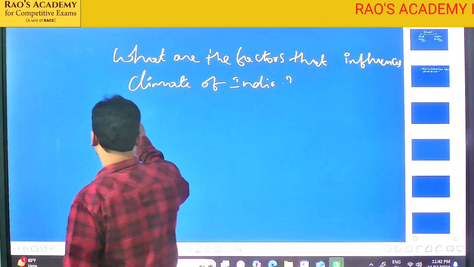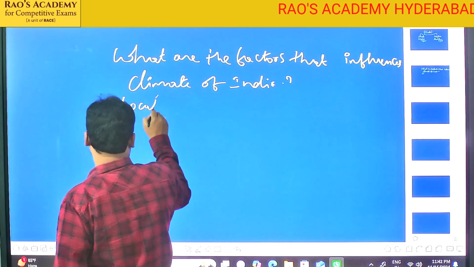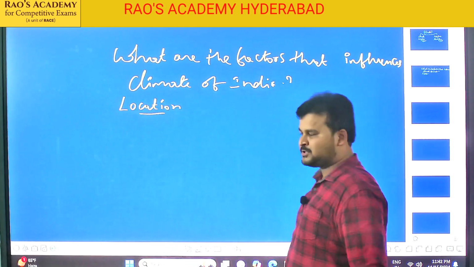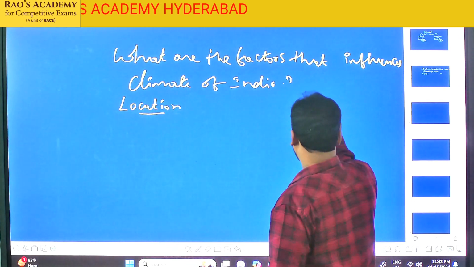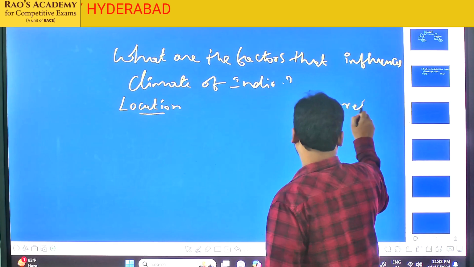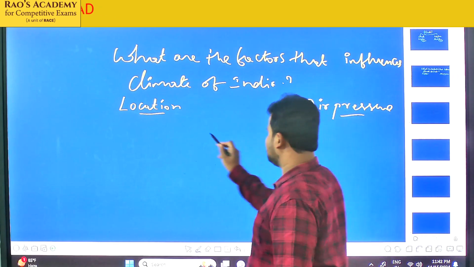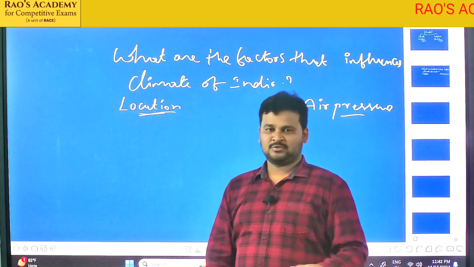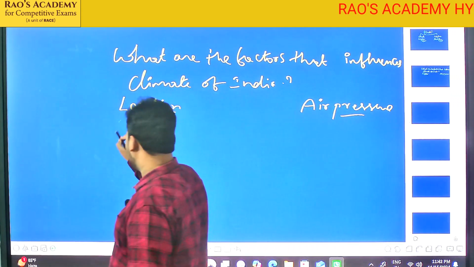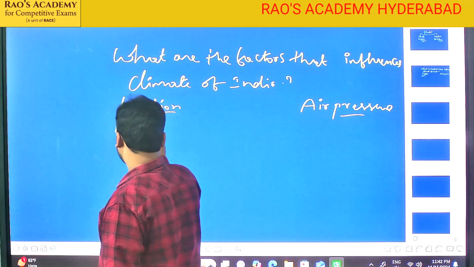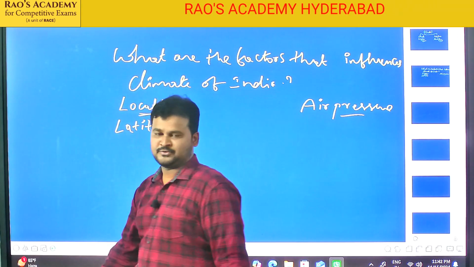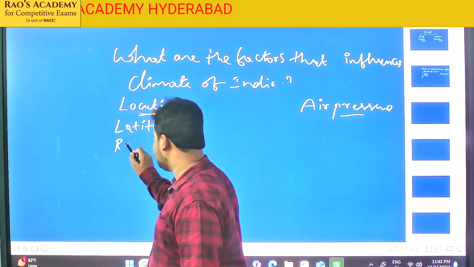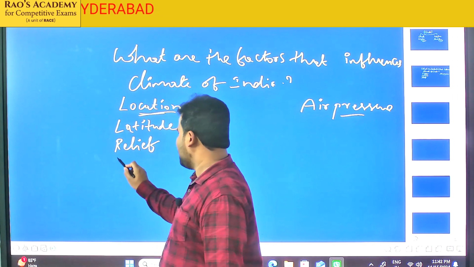One is on the basis of India's location. So, the location of India. The other is on the basis of air pressure. Two factors. In location, we need to study how India's climate is influenced by its latitude. India's climate is influenced by its relief and its altitude.